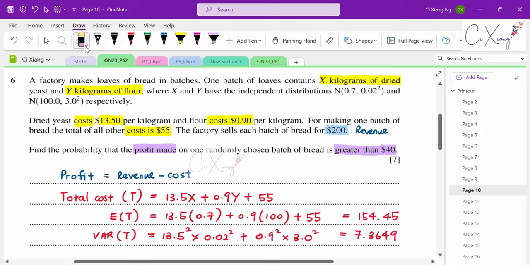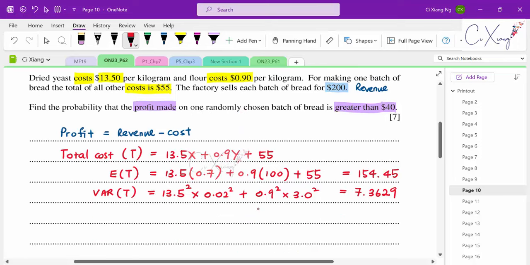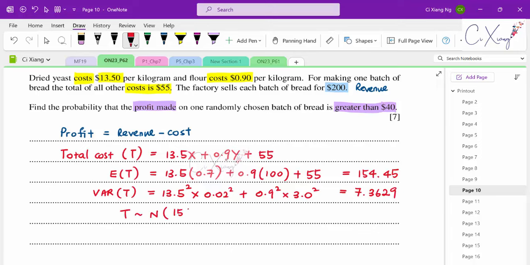Oh, sorry, it's not 3649. It should be 3649. Okay, yeah, so this is the mean and also the variance for my total cost. Since all the x and y here are normally distributed, I know my total cost is also normally distributed with the mean 154.45 and the variance 7.3629.